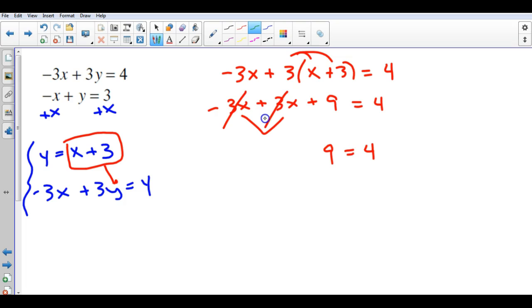And what you're thinking to yourself is, 9 does not equal 4. So since this part is not true here, this is not true at all, 9 does not equal 4, what that means is that we have no solution.